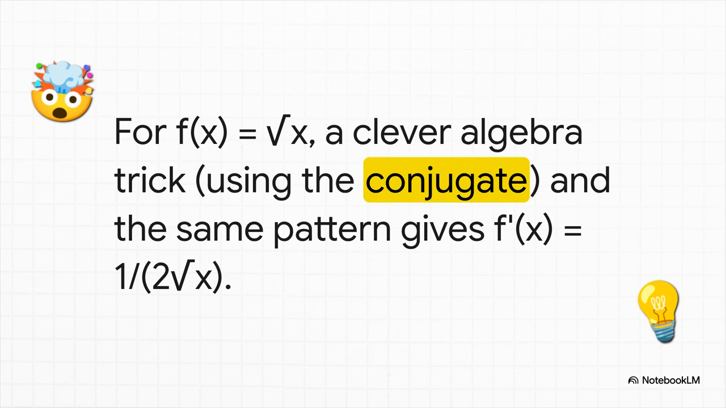And what do we get? A derivative of 1 over 2 times the square root of x. And notice something important here. This derivative is only defined when x is greater than 0, which, yeah, that makes perfect sense because the original function wasn't even defined for negative numbers to begin with.